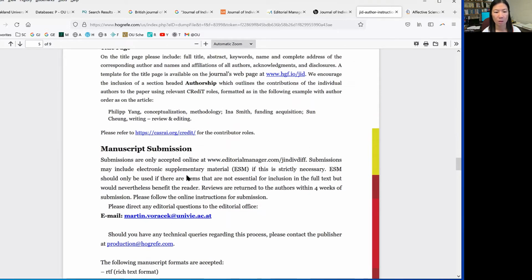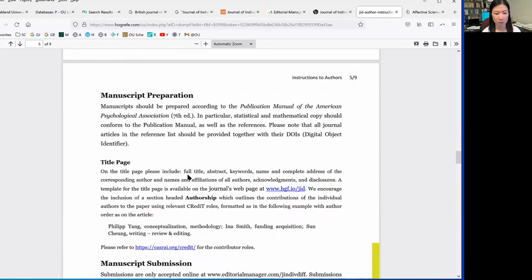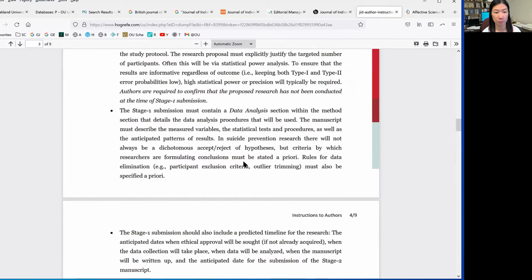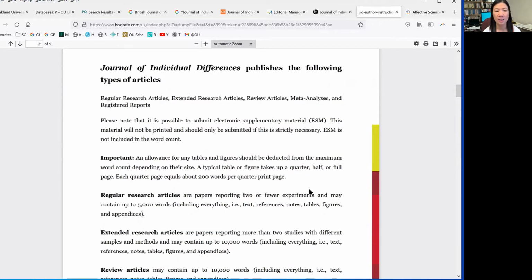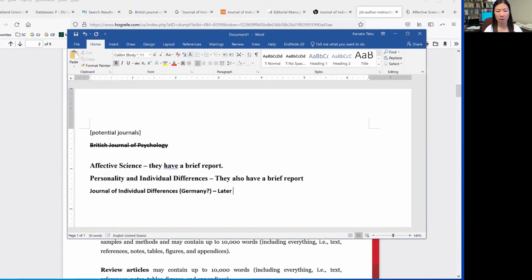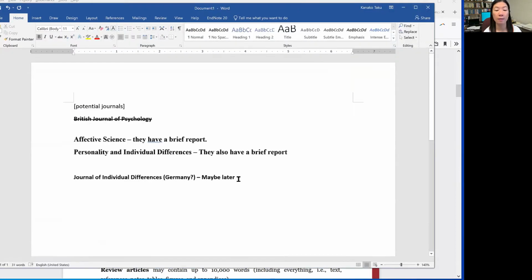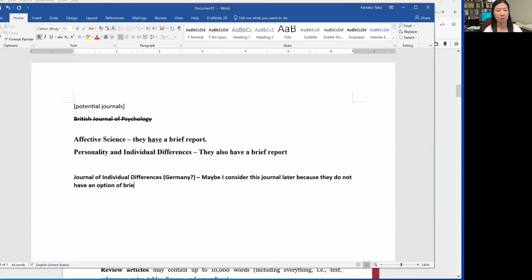Submissions only accepted online. Supplemental material, title page. I am not sure. Oh, there you go. It says Publication Manual of the American Psychological Association. So they use APA. Okay, so that's good. However, they do not have a brief report. So maybe I'll skip. Maybe just in case, I'll use it later. Not high priority. I'm just going to put it here as secondary, maybe later. If my paper gets rejected by a few journals, then maybe I'll consider this journal later, so that I don't forget, because they do not have an option of brief reports.